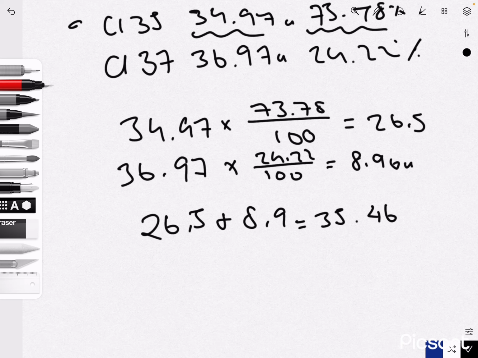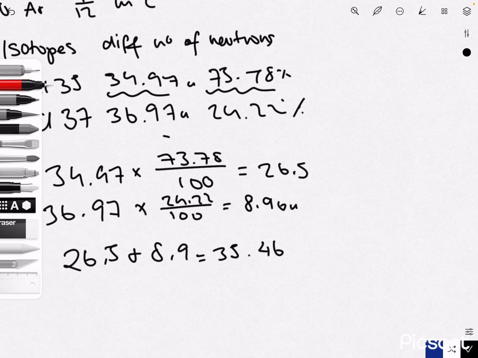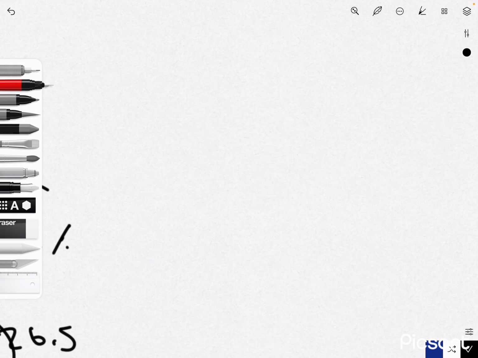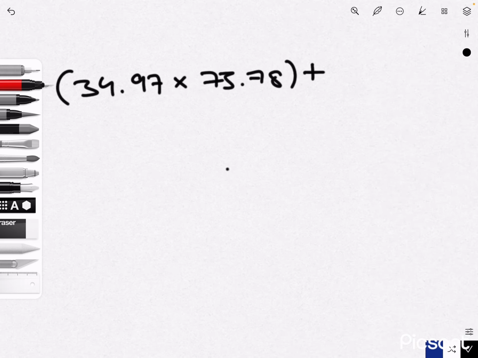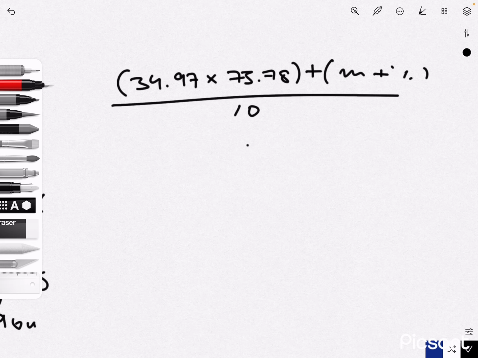Now, another way in which we can do this is simply by turning this into one big equation, where we take our percentage abundance: 34.97 times 75.78, plus our other mass and percentage, over 100, which will also give you the same answer.